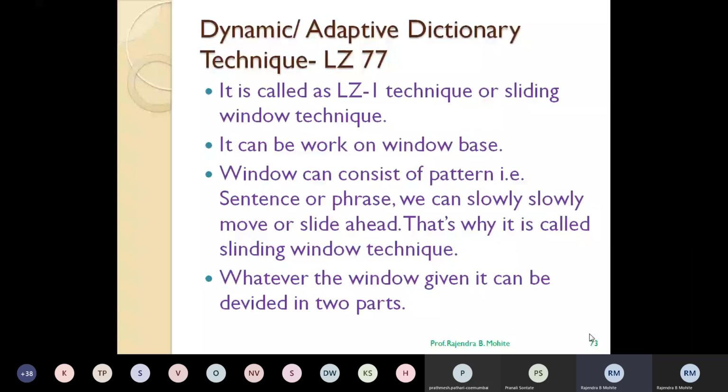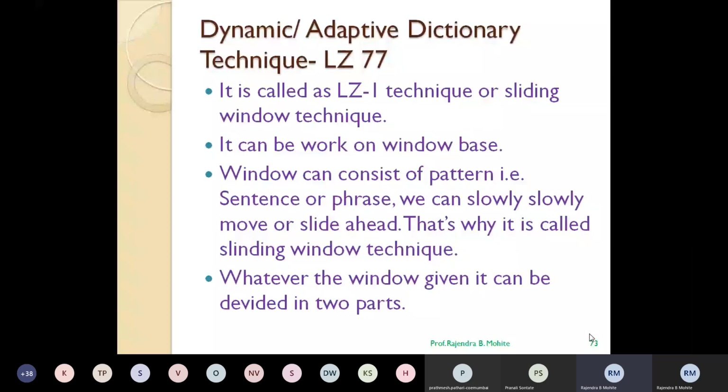Out of those 13 bits, 6 are the LAB, called the look ahead buffer, and the remaining 7 are the search buffer. So a window can be made with the help of two buffers: one is called the look ahead buffer, and the other is called the search buffer.